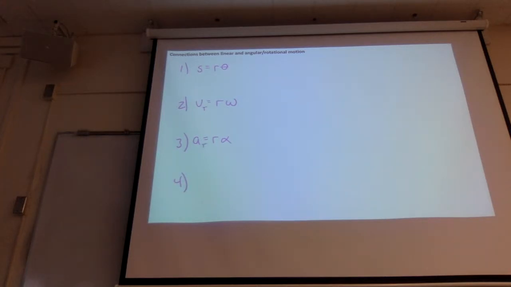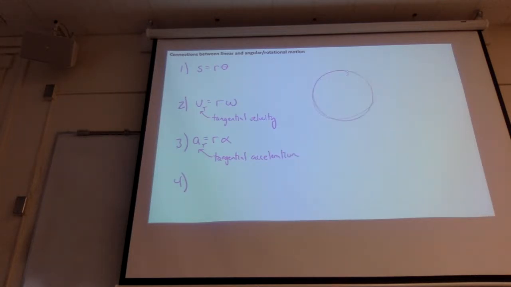I'm going to put a little T on both of those to indicate this is specifically tangential velocity, which is just a fancier name for what we already know about. And let me explain in a second. This is tangential acceleration.